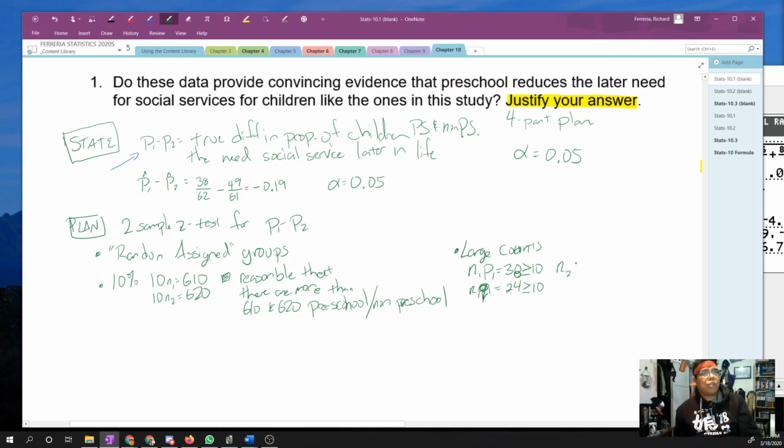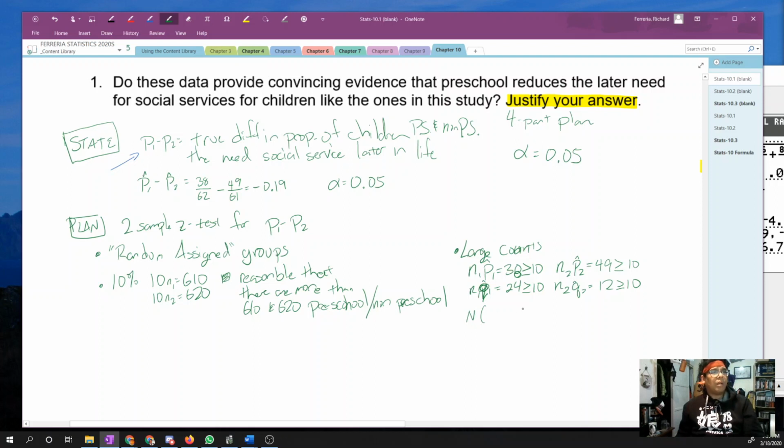How about n2 p2 hat? And these should be hats, really. That's equal to 49. Certainly that's greater than or equal to 10. And that would mean n2 q2 hat is equal to 12. Also greater than or equal to 10. Okay, we have satisfied everything, so we have a normal distribution.